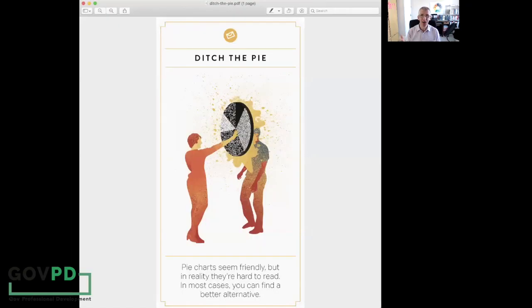So let's have a look at today's card. And today's card is ditch the pie. You knew it was coming at some point. It's the point of saying pie charts seem friendly, but in reality, they're hard to read. In most cases, you can find a better alternative.